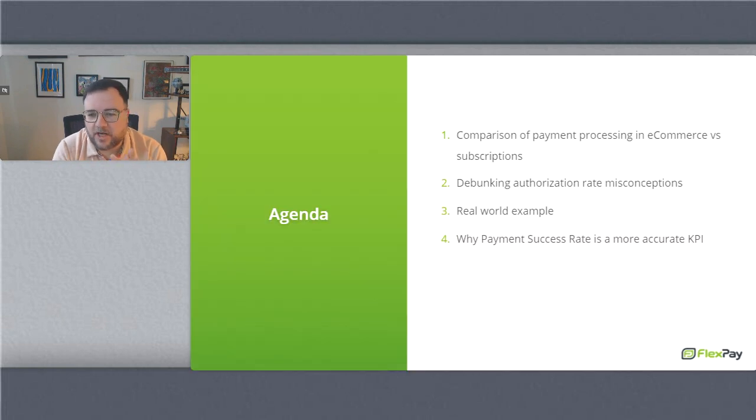So what we're going to be talking about today, I'm going to do a very brief overview of the payment processing system in both the e-commerce and the subscription space. I want to talk a little bit with you about authorization rates and debunk a few misconceptions around payment authorization rate. I'll share a couple of real world examples that we've looked at in the past with merchants we've spoken with and worked with. And I want to show you why we consider payment success rate a more accurate KPI on the growth and profitability of your business.